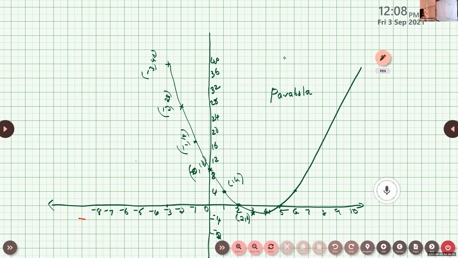Okay, you draw this on graph paper, take it, and paste it on the left side of the page where you wrote the column of values. On the left side, you paste it.